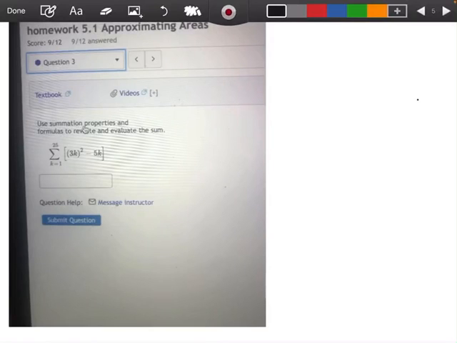This is a homework problem. This is question number 3 out of 5.1. And the directions say use the summation properties and formulas to rewrite and evaluate the sum.